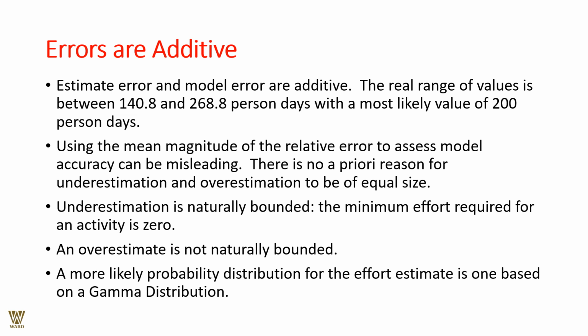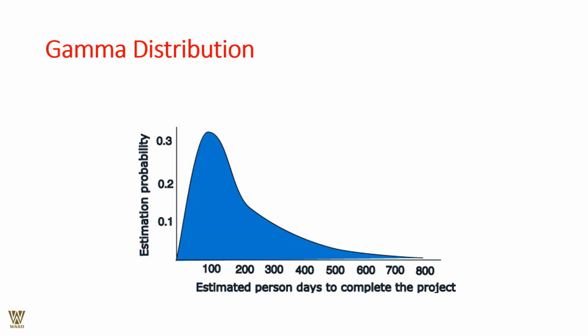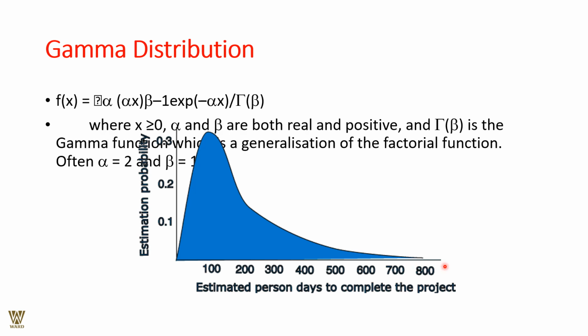A more likely probability distribution of the effort estimate is one based on the gamma distribution. Look at the probability that goes around it. The estimation probability increases, but over a period of time, as completion nears, the probability goes down. Now, this is what we are talking about, the gamma distribution, the alpha and the beta. When the probability is more than zero, the alpha and beta are both real. It goes up very fast, and over a period of time, the generalization, the factorial function, comes into play.